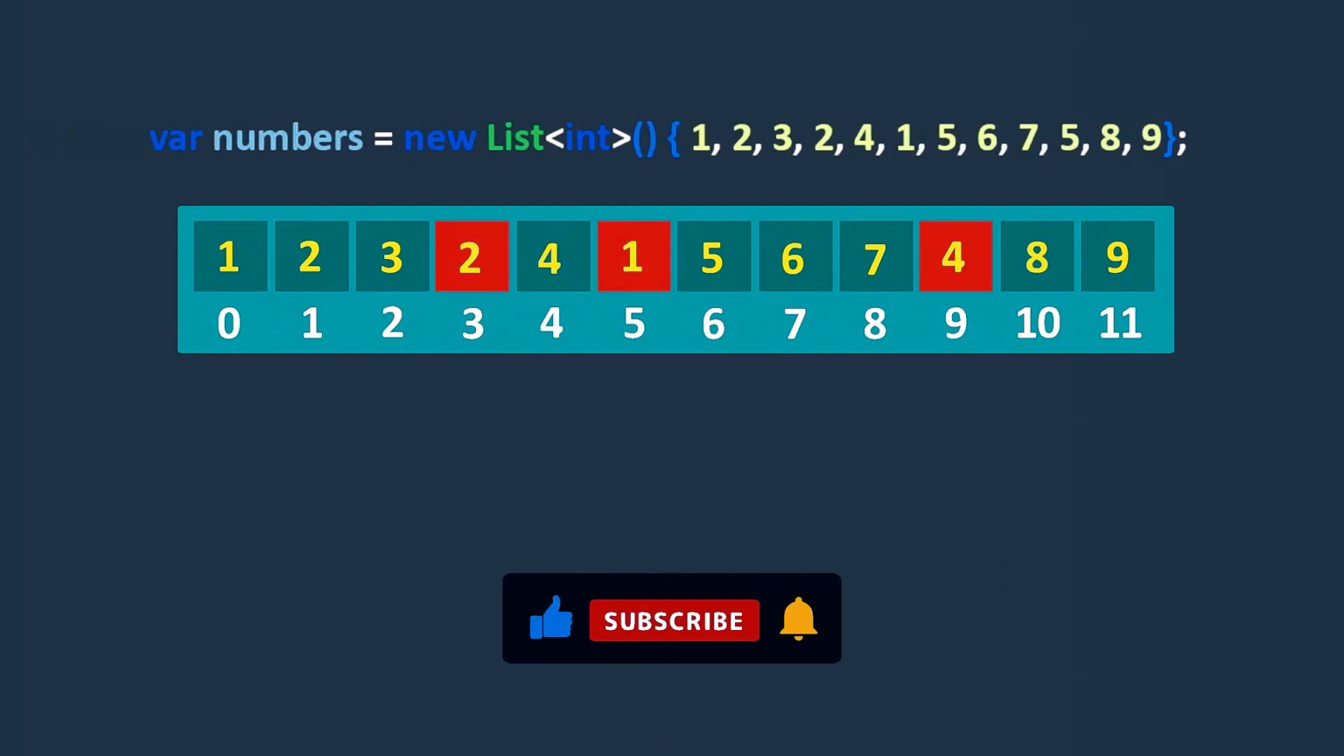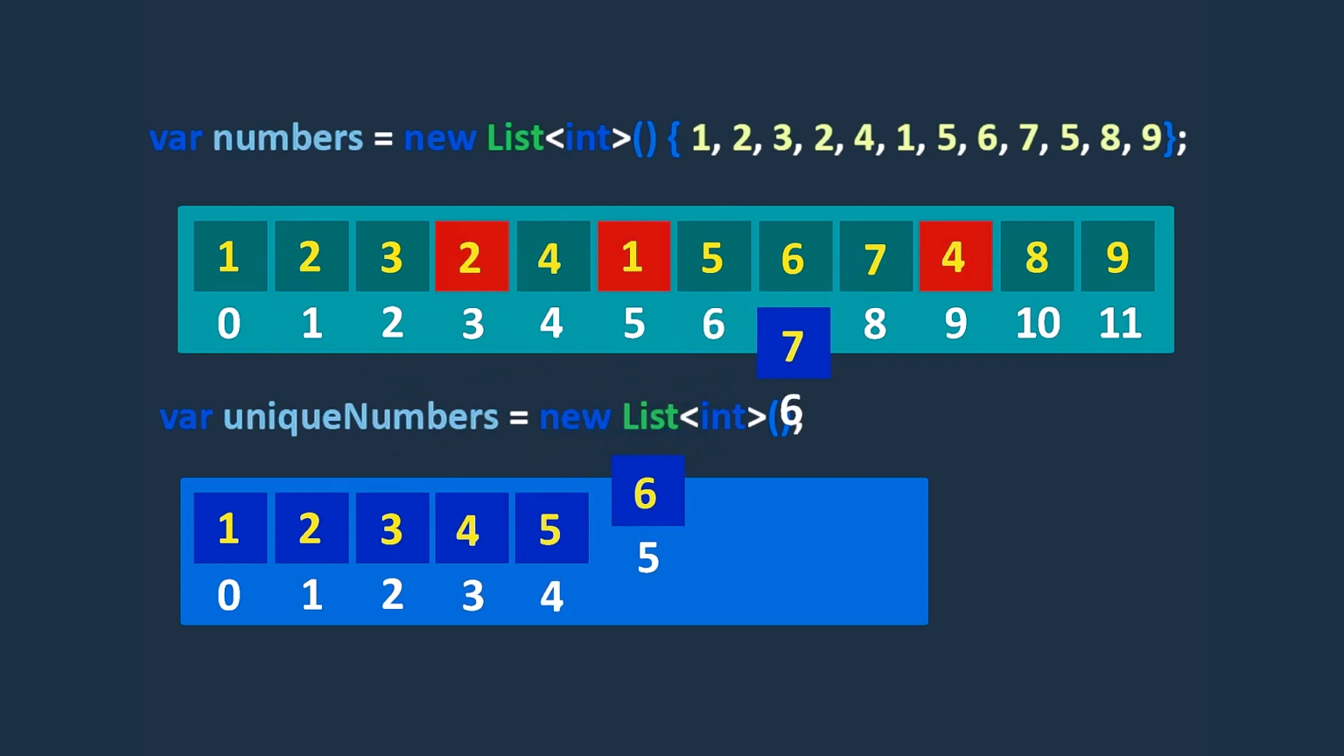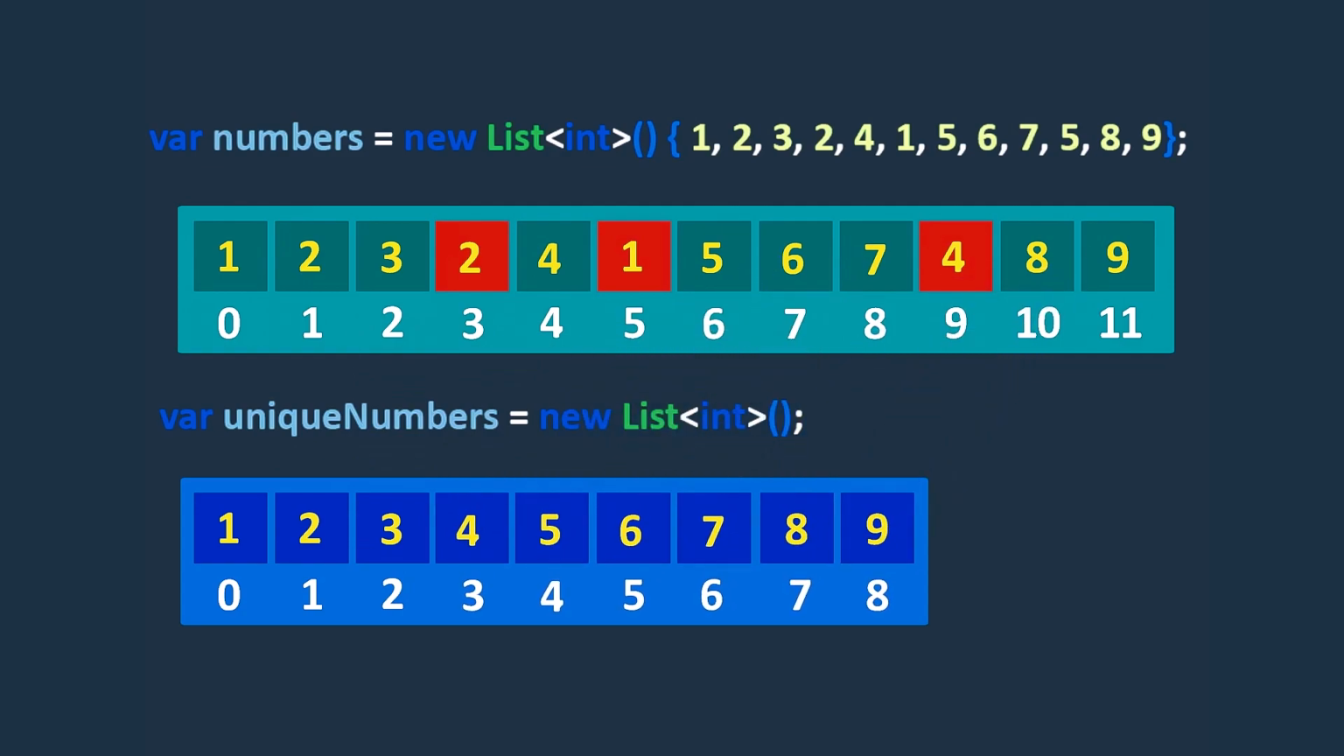As you can see, we have a list of numbers with some duplicate elements. Your challenge is to create an application that creates a new list containing only the unique elements from the numbers list. Alright, take your time and enjoy solving this challenge.